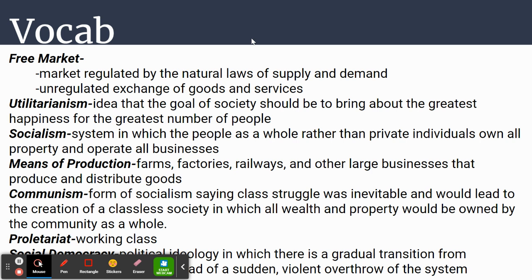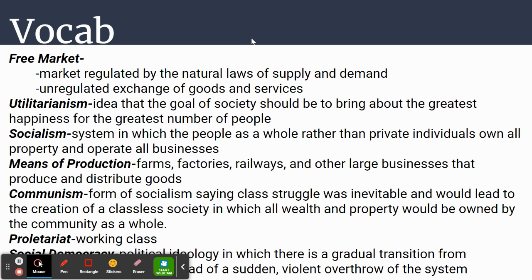Utilitarianism we'll go over, but this is kind of in between socialism and capitalism. This is the idea that the government should kind of regulate the economy to try and make everything good for the greatest number of people. Socialism is on the other end of capitalism or the free market. This is an idea where the people in a nation are the ones that own property and operate businesses instead of individuals like it is in capitalism. If that's confusing now, don't worry. They each have their own individual slide.